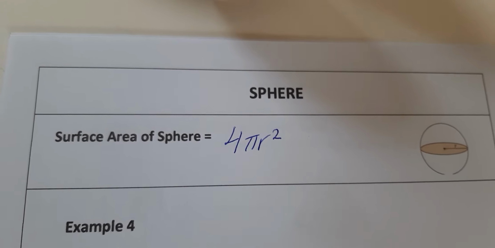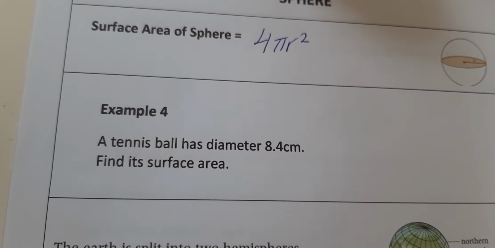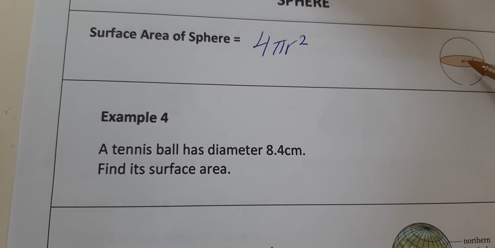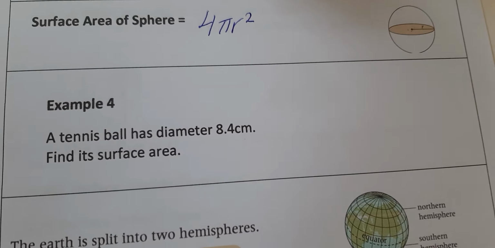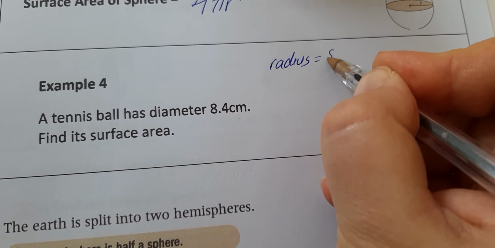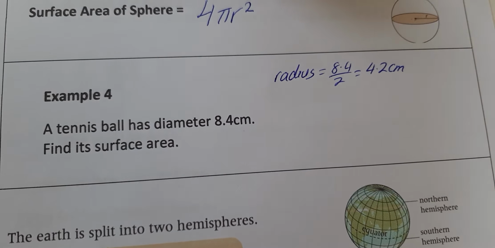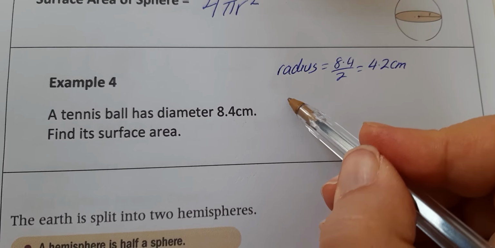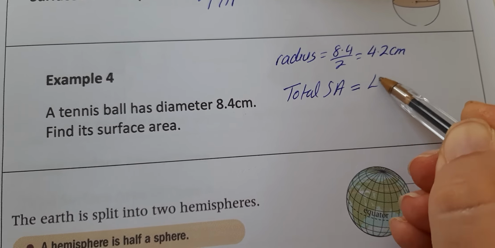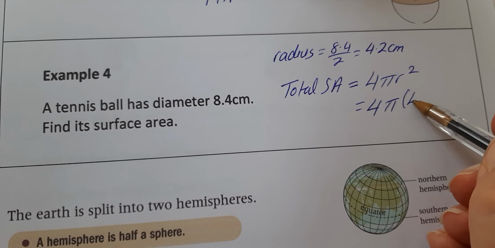We'll have a diameter. Okay, a tennis ball has a diameter of 8.4 centimeters. So we're talking about all the way across, from any direction, just going through the center, is 8.4 centimeters, which means that the radius must be half of that. So radius equals 8.4 over 2, which is 4.2 centimeters. So if I want to find the surface area, then the total surface area equals 4 pi r squared. I just need to plug into that formula.